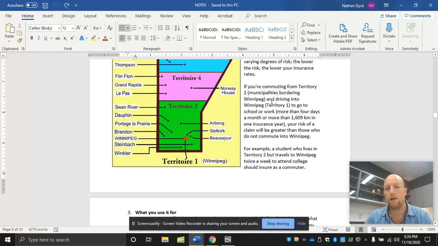If you're commuting from Territory 2, aka Neverville, and driving into Winnipeg to go to school or work more than 4 days a month. So more than 4 days a month, that's not very much. So basically, if you have a job in the city and you're working more than once a week, or more than 1,600 kilometers in one insurance year, your risk of a claim will be greater than those who do not commute into Winnipeg.